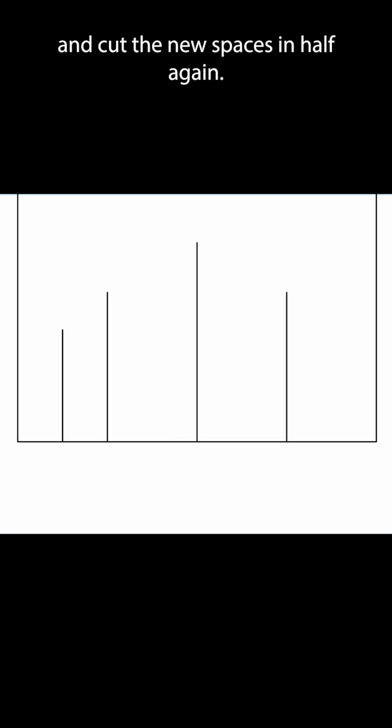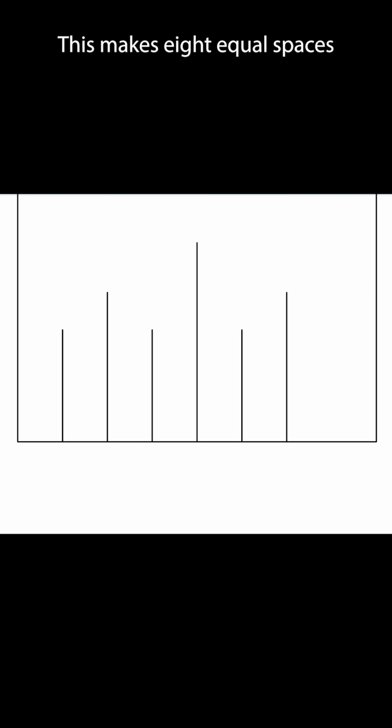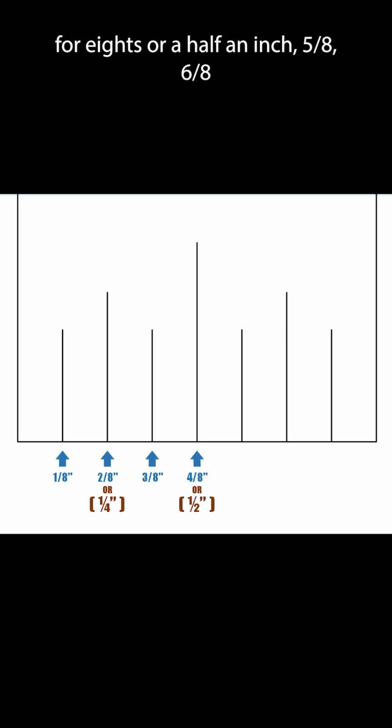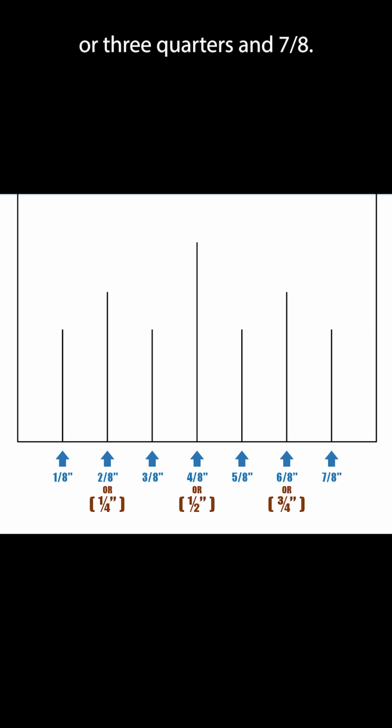We decide we need more, so we carry out the same operation and cut the new spaces in half again. This makes 8 equal spaces inside of an inch, or 1/8 of an inch: 1/8, 2/8, or 1/4 inch, 3/8, 4/8, or 1/2 inch, 5/8, 6/8, or 3/4, and 7/8. The final 1/8 is the next inch. And here are the odds again.